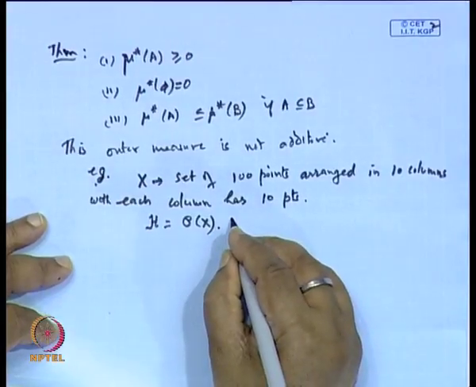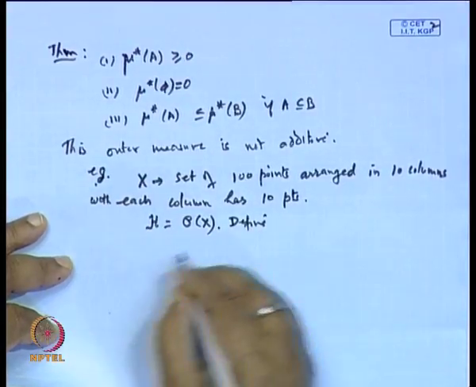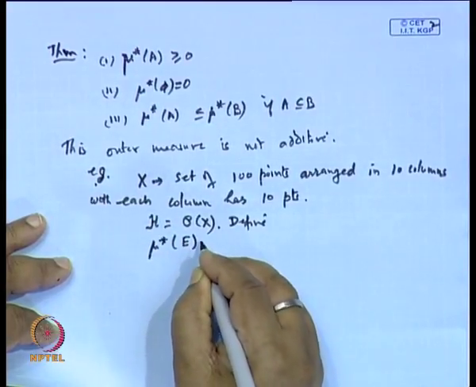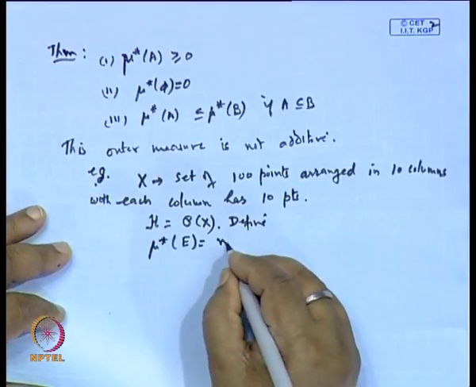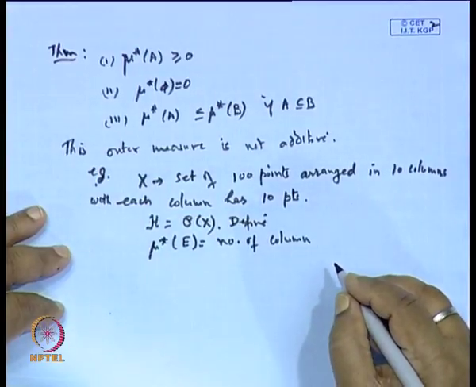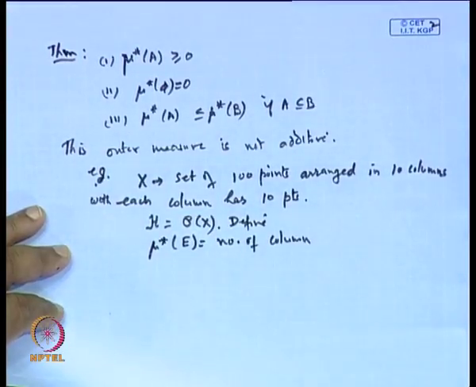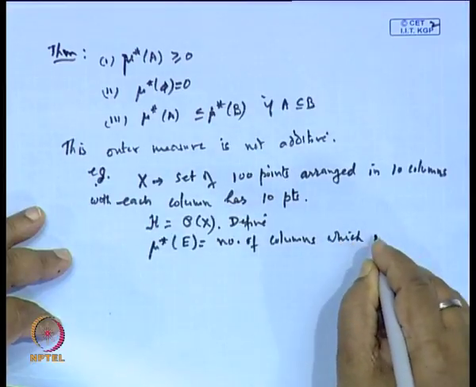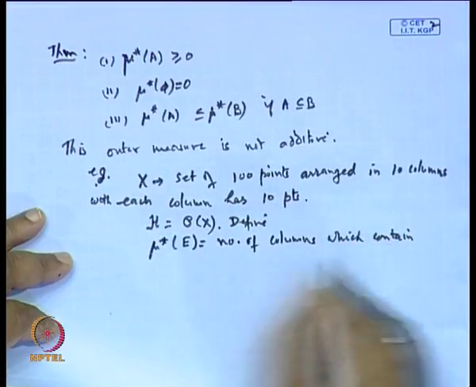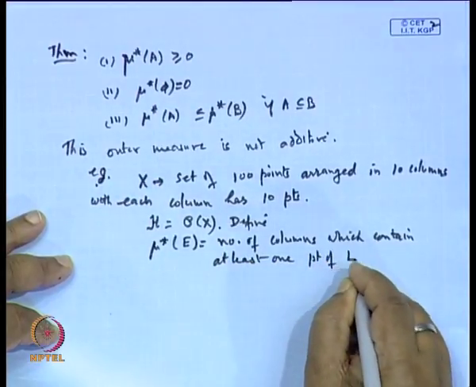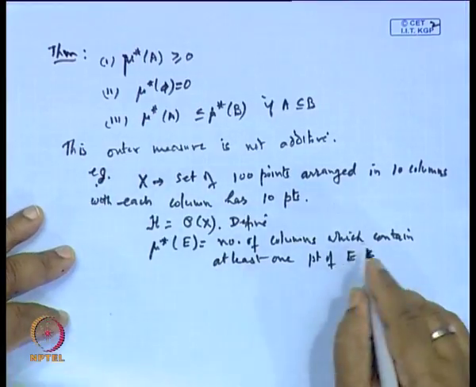Define μ*(E) as the number of columns which contain at least one point of E, where E is an element of H.